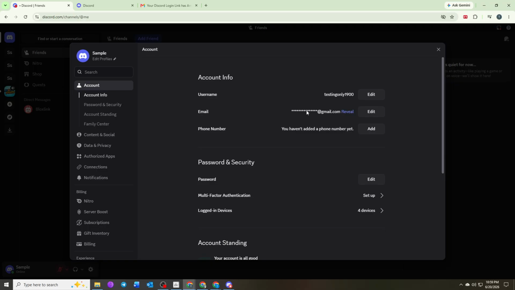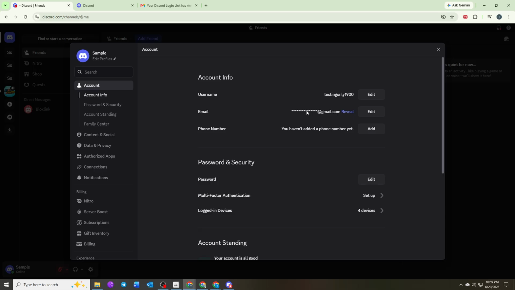After submitting your appeal, patience is important. Reviews can take several days, and repeatedly submitting multiple tickets may slow down the process. One clear and detailed appeal is usually the best approach.